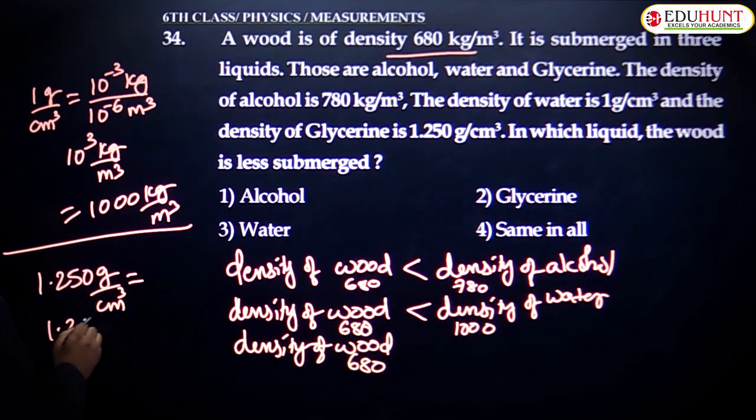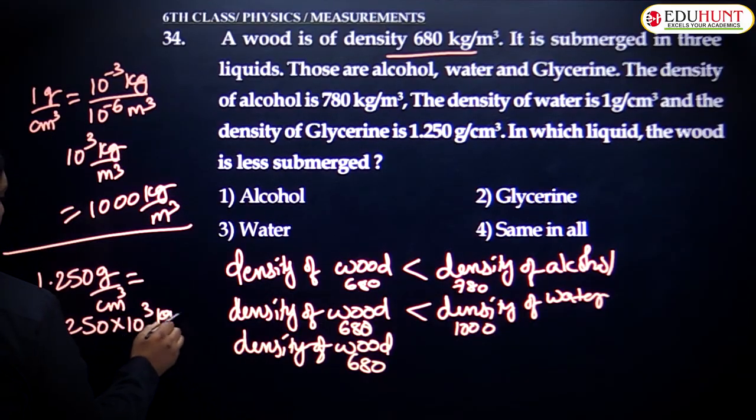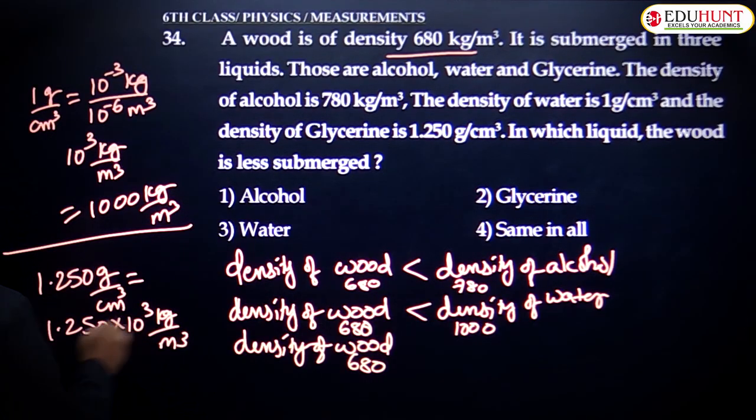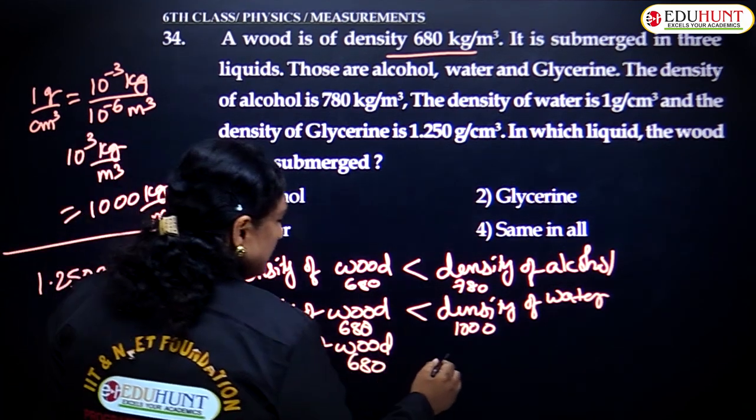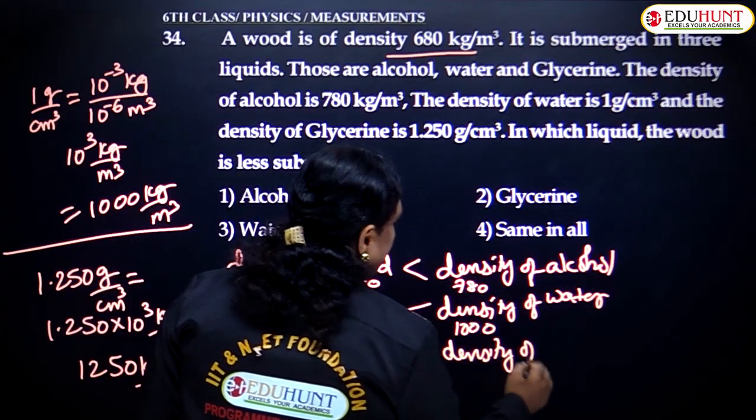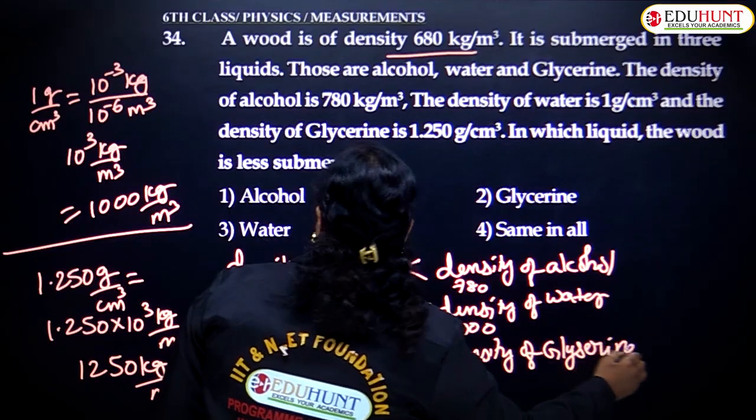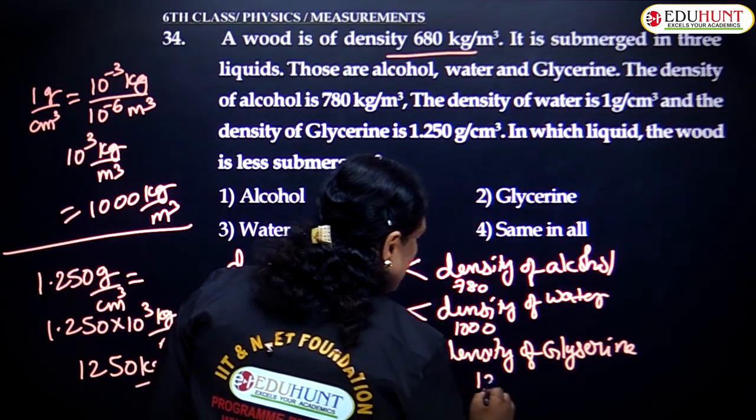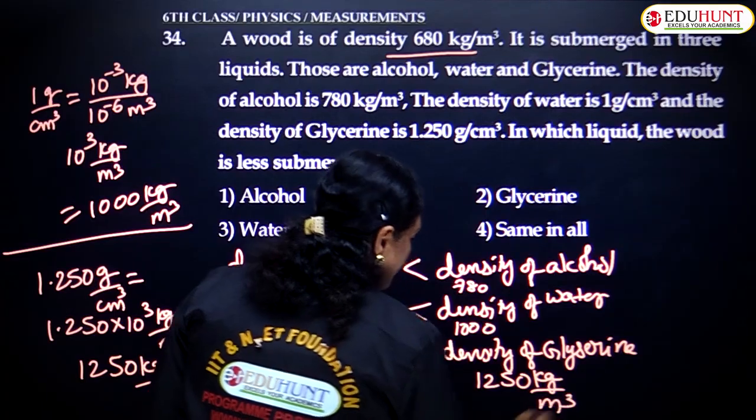So 1.250 into 10 power 3 kg per meter cube. Into 10 power 3 means it will be 1250 kg per meter cube. So how much is that? Density of glycerin is found to be 1250 kg per meter cube.